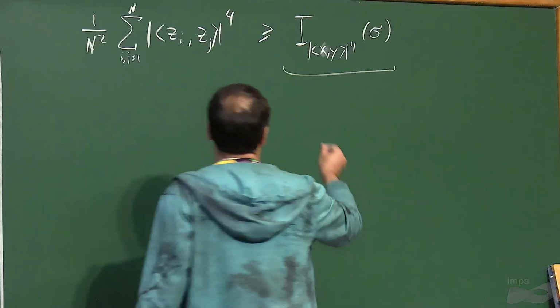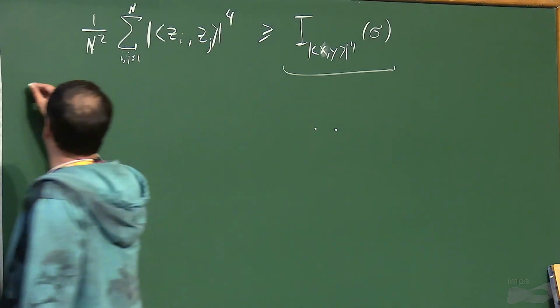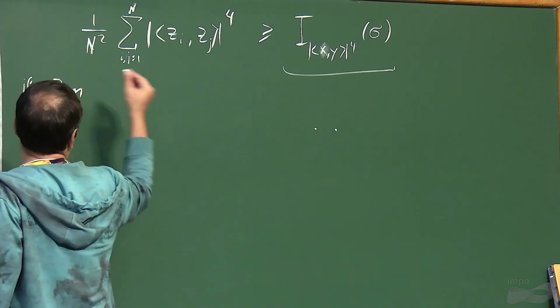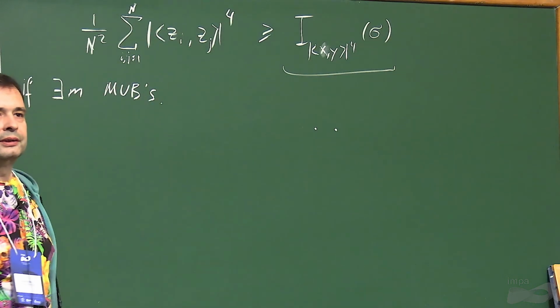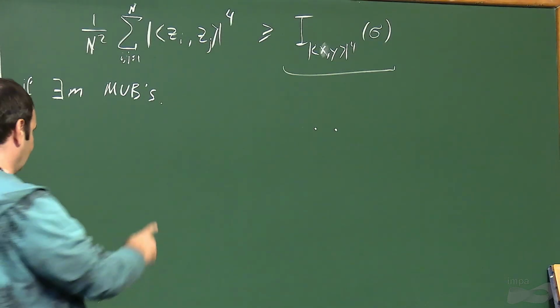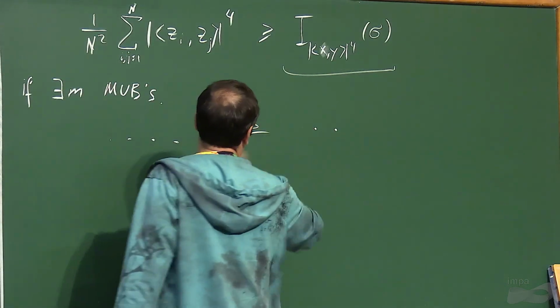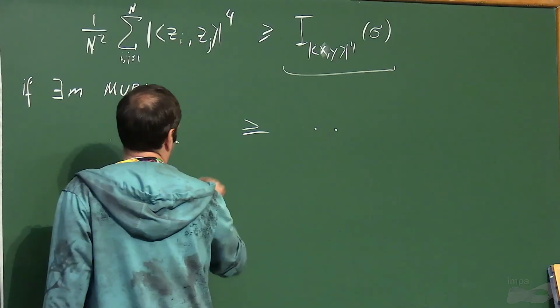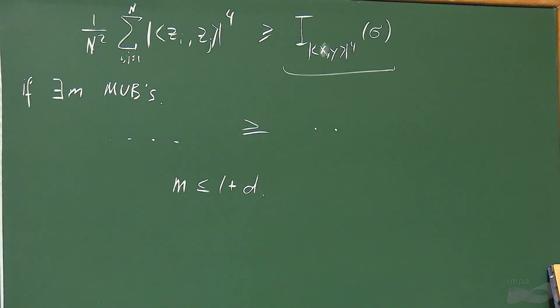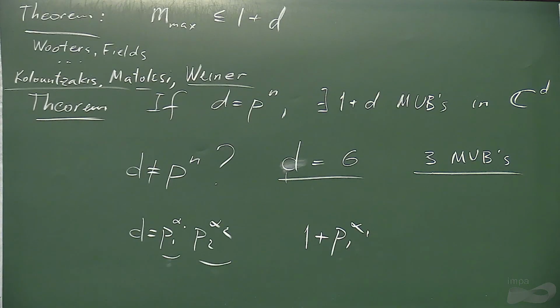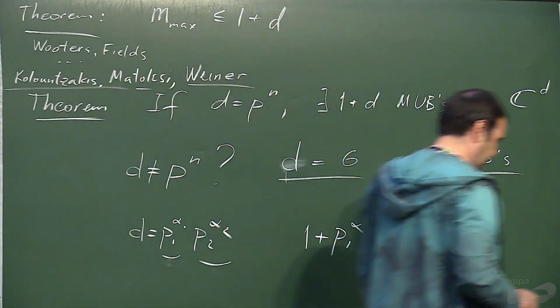Okay, so you get a certain value, and now assume there exist MUBs. Well, this quantity is super easy to compute. Okay, and if you compute it and write this inequality, solve it, it will give you that m is less than 1 plus d. Okay, so that's essentially the proof of Kolantzakis, Matolchi, and Wiener, but just a little bit distilled.